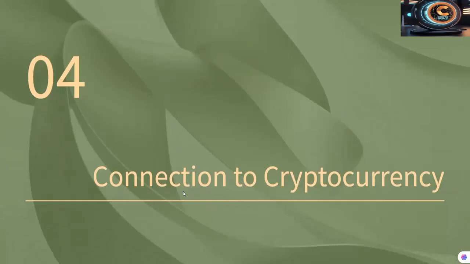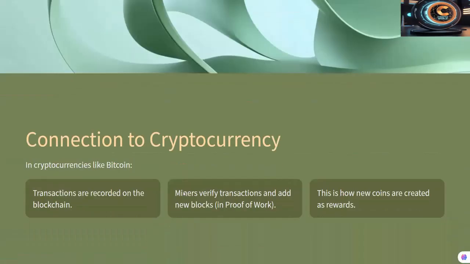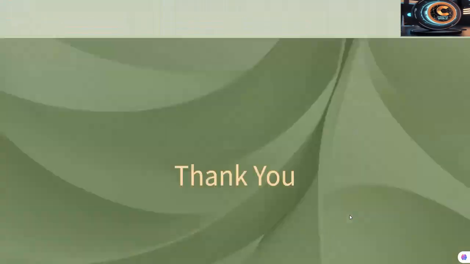Connections to cryptocurrency. In cryptocurrencies like Bitcoin, transactions are recorded on the blockchain. Miners verify transactions and add new blocks in proof of work. This is how new coins are created as a reward.